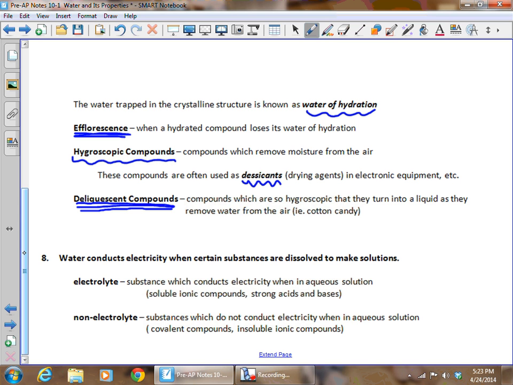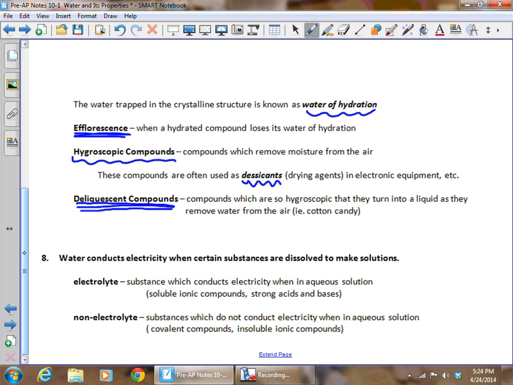Finally, the last one. Water conducts electricity very well when certain types of substances are dissolved in it to make solutions. These are called electrolytes. Electrolytes are substances that are very important in our bodies. Using them in our bodies to conduct electrical signals is incredibly important if we want our brain to be able to tell any part of our body to do anything, like our heart to beat or our legs or arms to move.